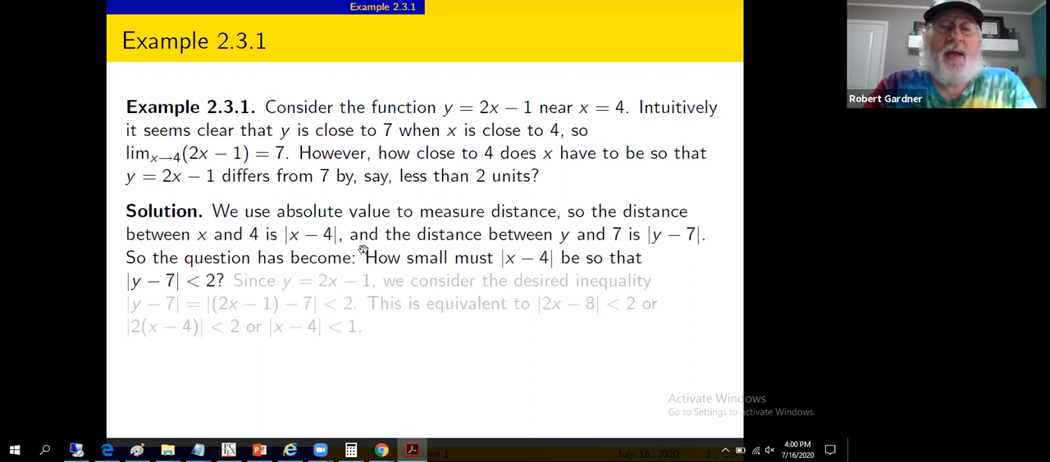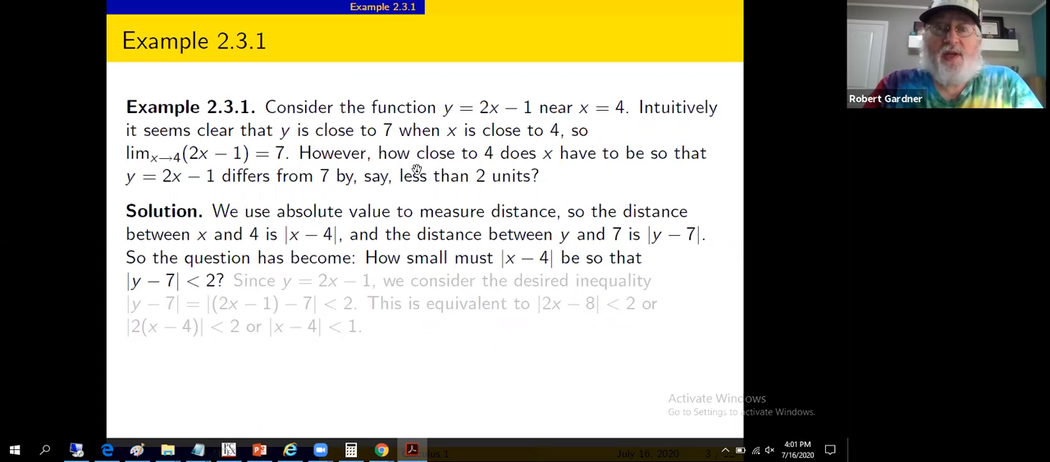Here we go. We use absolute value to measure distance along the real line. Speaking of the appendices, in Appendix A1 there are some comments that absolute value is how you measure distance along the real line. So the distance between 4 and x is the absolute value of x minus 4. The difference between y and 7 is the absolute value of y minus 7. So this question about how close becomes a question about how small does this absolute value have to be? How small must the absolute value of x minus 4 be so that the absolute value of y minus 7 is less than 2?